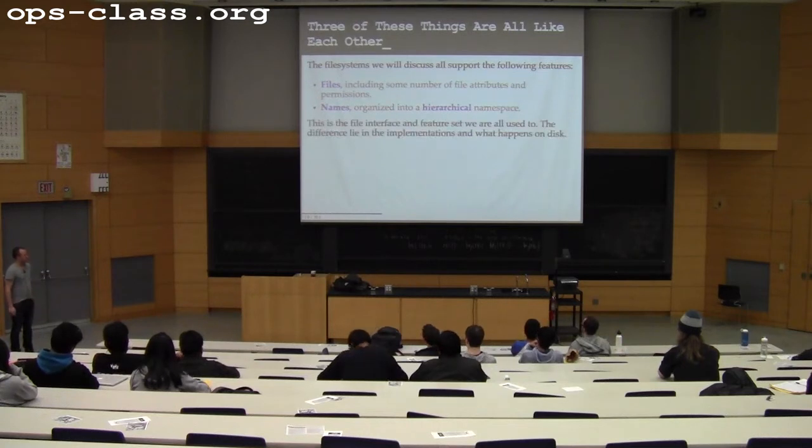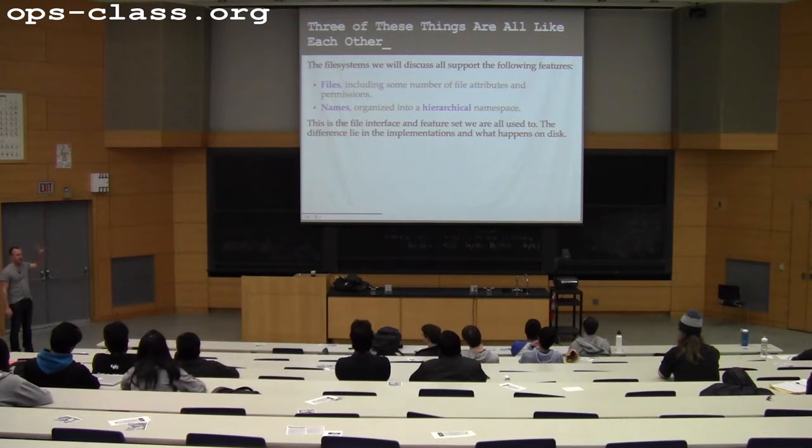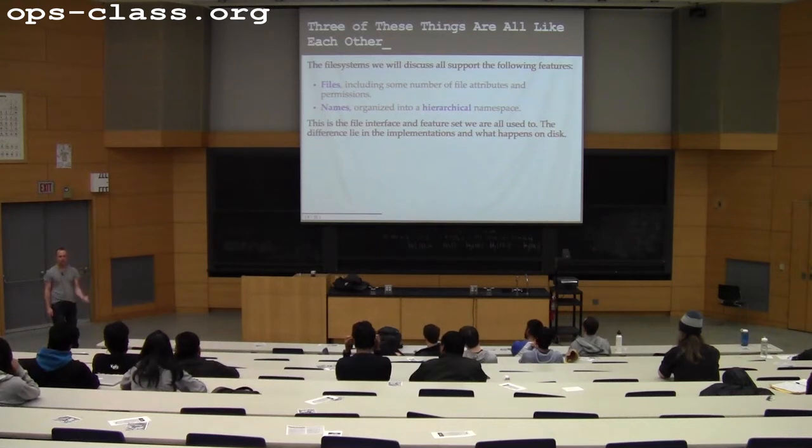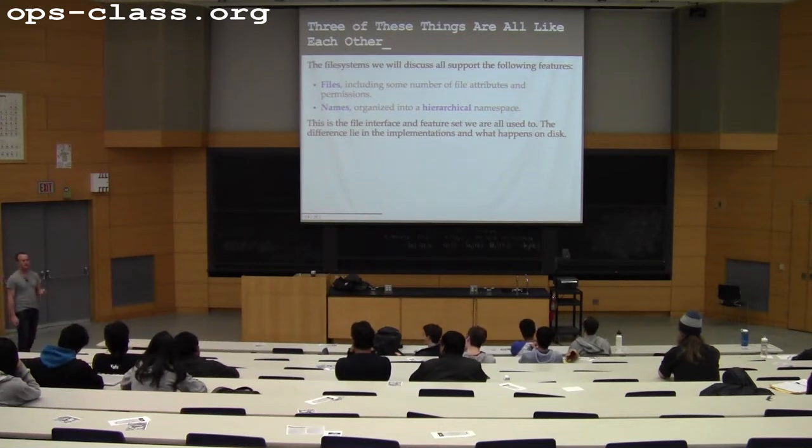All right. Now, despite the fact that they support this very common feature set, there are a lot of differences in terms of what actually happens on disk: how the disk blocks are used and the data structures that are used. This is the thing that sets different file systems apart from each other. When we start talking about specific file systems, we'll point out these differences and talk about how they impact performance, reliability, and other features that the file system is trying to provide.